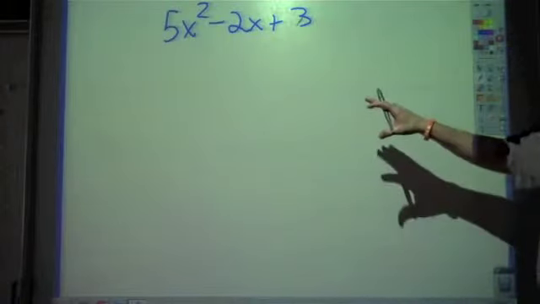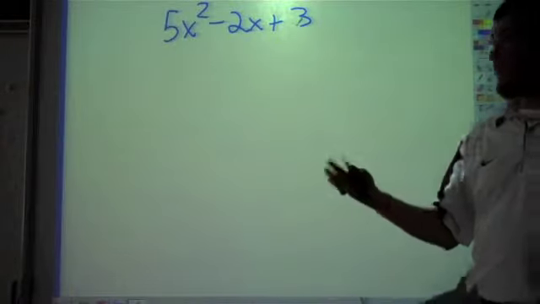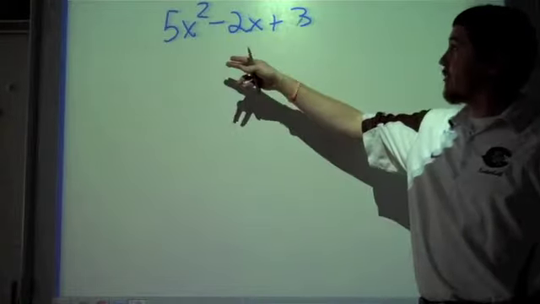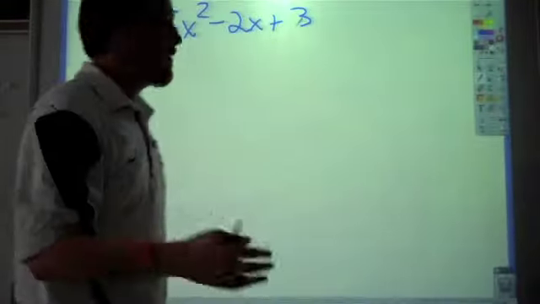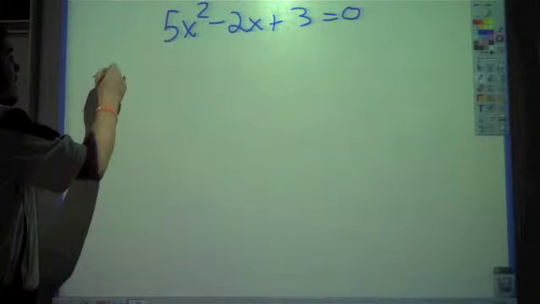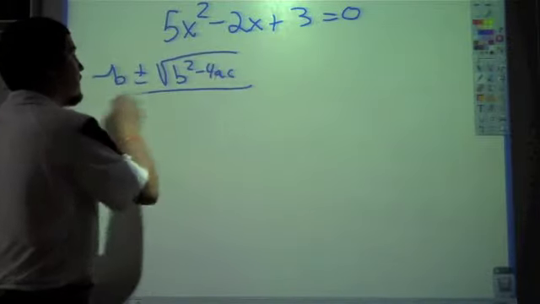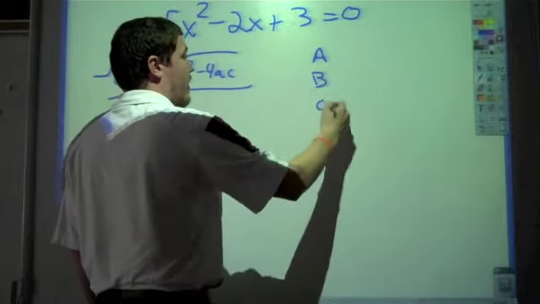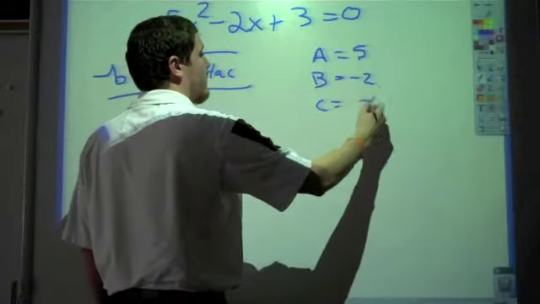Alright, so let's turn your notes over to the back and let's do an example of a problem where you have a negative number inside the discriminant, but you also have to simplify the radical before you can solve the problem. So we've got 5x squared minus 2x plus 3. So we're going to plug this into the quadratic formula and try to find the roots. This actually should equal 0 so that we can plug it in the quadratic formula. So we've got negative b plus or minus the square root of b squared minus 4ac all over 2a. Remember, the first thing you want to do is find a, b, and c. a is 5, b is negative 2, c is 3.